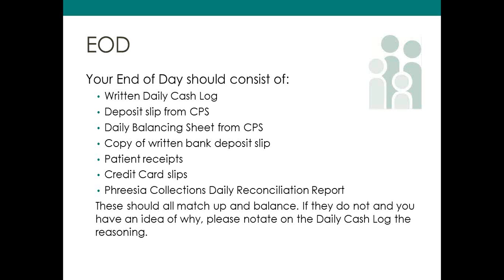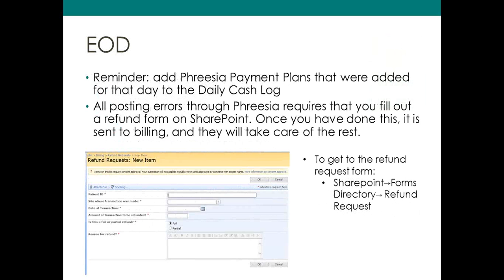If they don't, please notate on the daily cash log if you have an idea of why. For example, you find a discrepancy and you know you sent in a refund request that day, just write on the daily cash log that you sent in for a refund. And as a reminder, add your Phreesia payment plans onto the daily cash log. So just at the end of the day, when you're reviewing everything and making sure it matches up and you see that there were payment plans withdrawn and added onto your Phreesia batch, that you write it on your cash log.